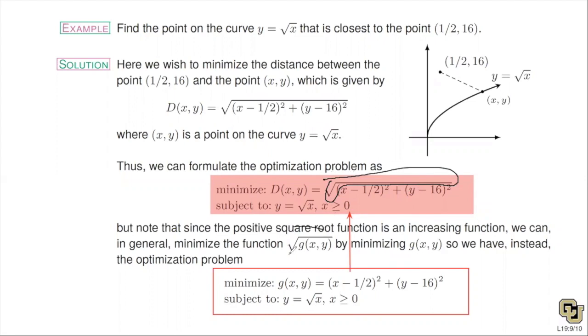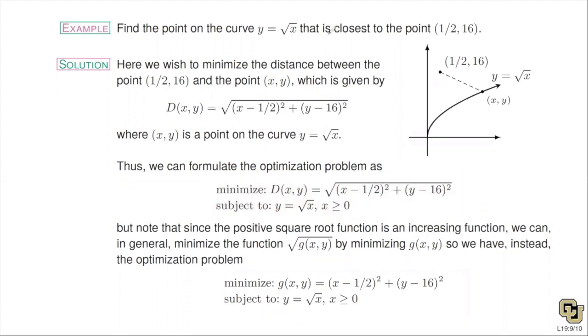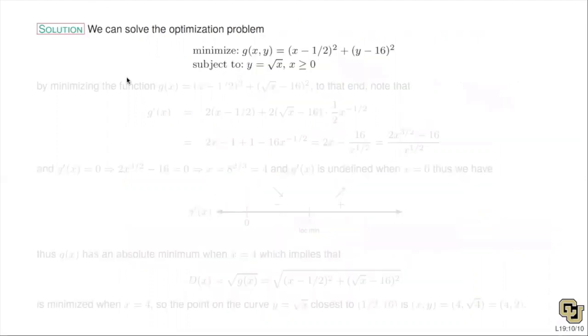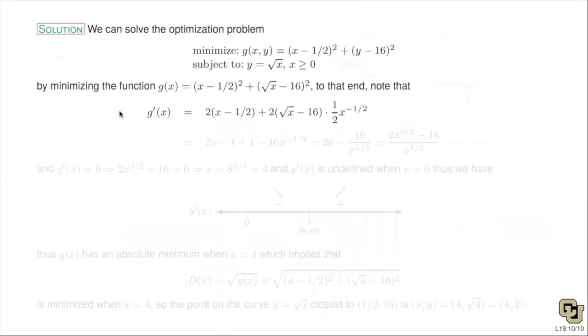So rather than work with this function, root of g of x,y, let's just work with the thing under the root. So now this problem becomes a lot easier. Once you plug in, you get this thing that looks like a polynomial. You can directly take the derivative with the chain rule. And here, I first simplify by distributing this 2 and distributing this term as well as the 2.